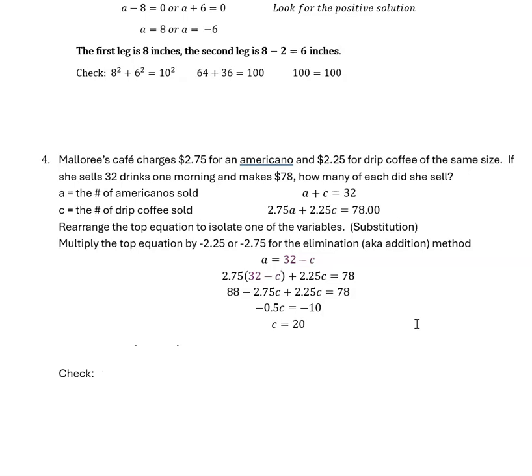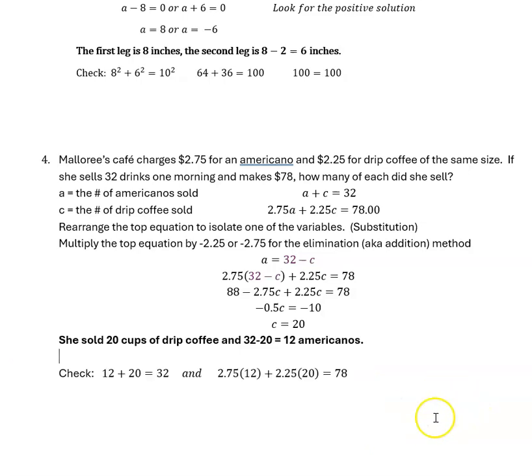Again, we're looking for a positive solution here because we're saying how many of those did you sell? You could sell 0, but you can't sell negative numbers of coffee. So if you get a negative answer, you have to be thinking like that doesn't make sense for this particular problem. Okay, what does that mean? It means she sold 20 cups of drip coffee because we said C was going to be the drip coffee, and that's what we got. And then if you sold 32 altogether and 20 of those were drip, then you must have sold 12 Americanos.